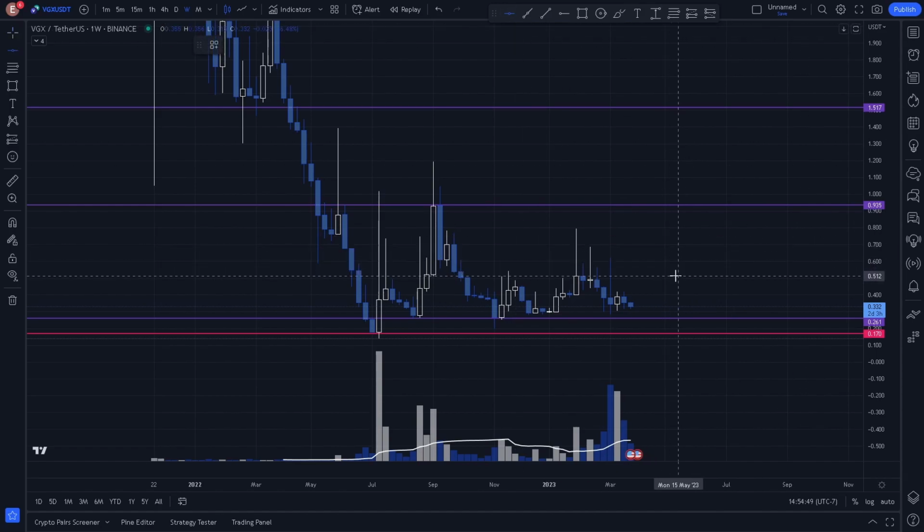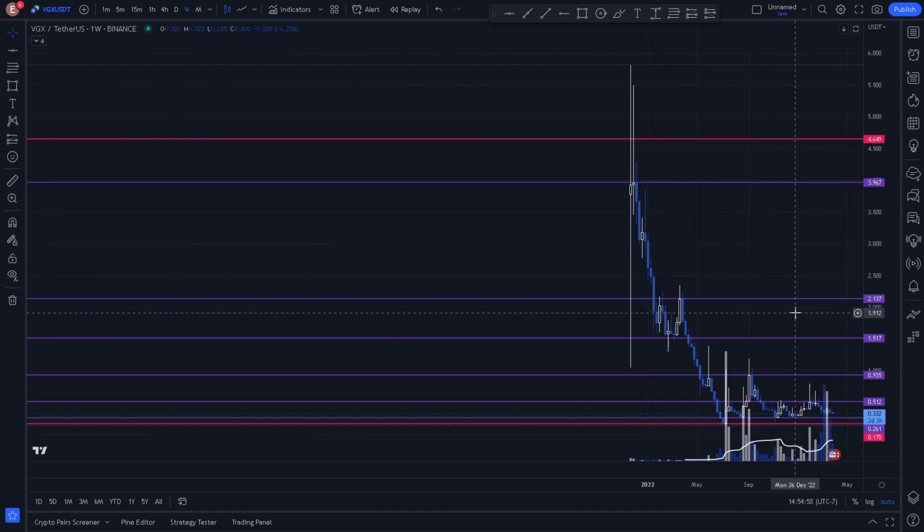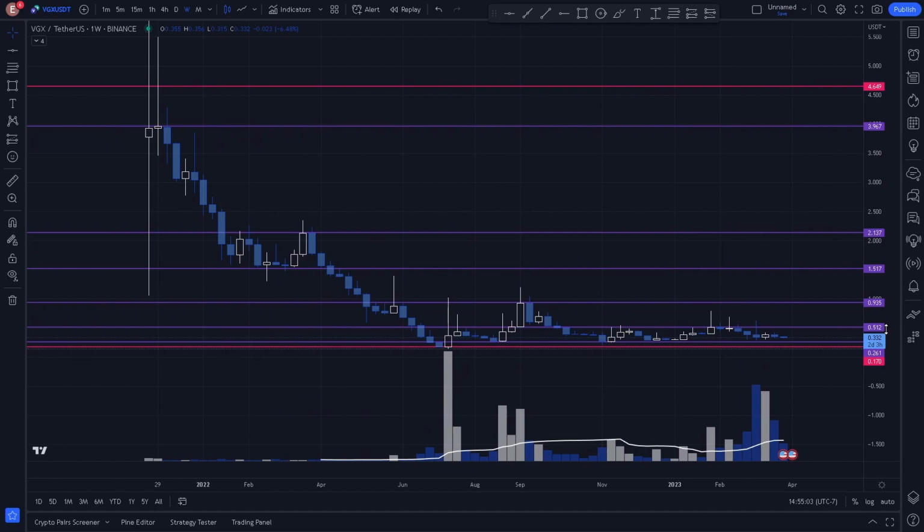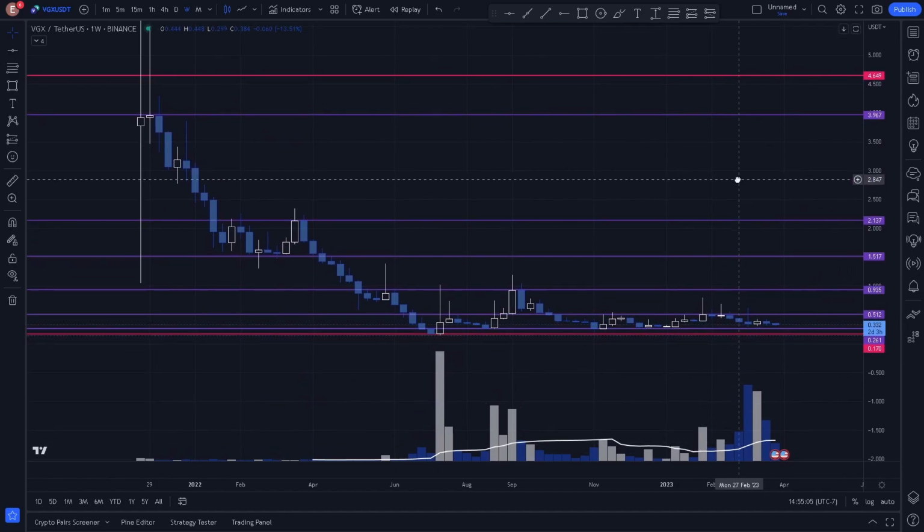Now, let's also go ahead and plot a key level here. So we see multiple reactions acting as resistance. Now, zooming out. These are all the key levels plotted on our monthly and weekly time frame for VGX.